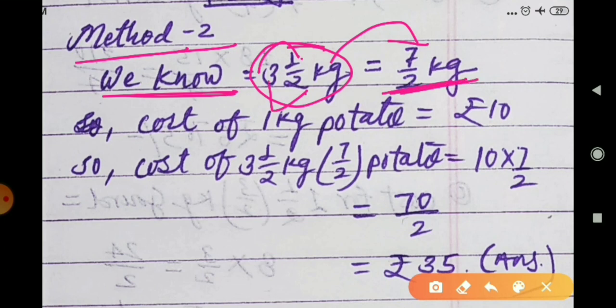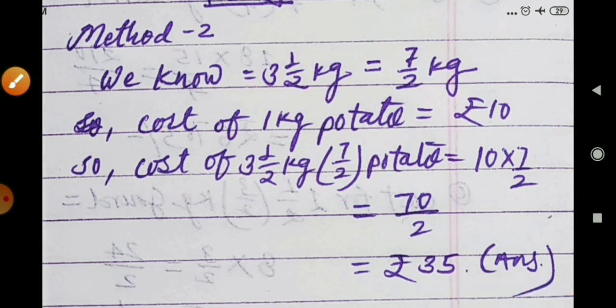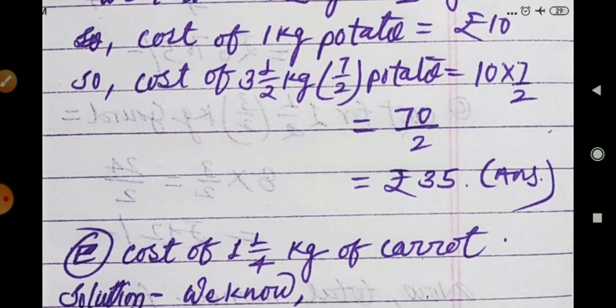You got it. Now you will write the cost of 1 kilogram potato, that is 10 rupees. Now find the cost of 3 and a half kilogram, meaning 7/2 kilogram potato, which is equal to 10 into 7/2. So 10 times 7 is 70/2, which is equal to 35 rupees. So you can see that I have also used method 2 to solve this question. In this way you can solve other questions by using this method.